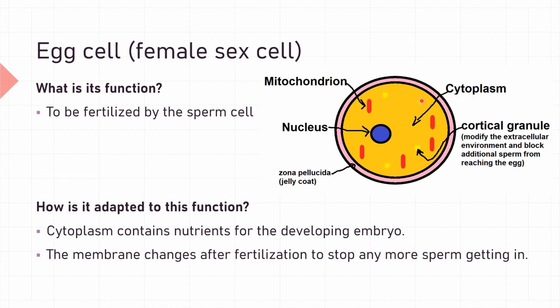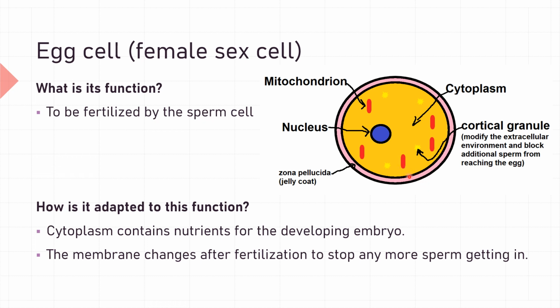This layer we call the jelly coat, or zona pellucida. Because of this layer, the sperm cells must have this acrosome on the top of the head, so that it can break this layer and enter inside. What is specific here is that when one sperm cell enters, the zona pellucida changes its structure, so that when another sperm cell comes, it cannot use the same strategy to enter inside.